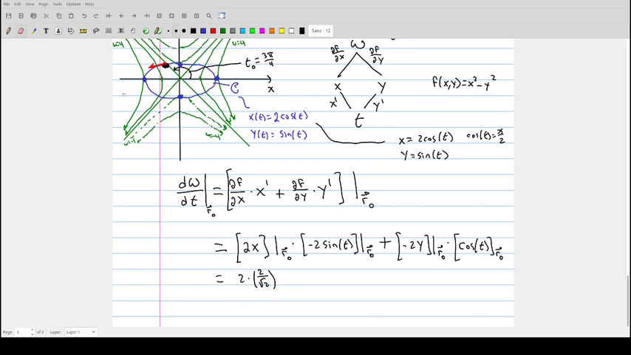So it's going to be this times negative 2 times sine of t, which is negative 2 times 1 over the square root of 2, because sine of t is just equal to y on this ellipse. And this is going to be plus negative 2 times y, which is 1 over the square root of 2, times cosine of t, which is x over 2. So this x over 2 is 2 over the square root of 2 over 2.